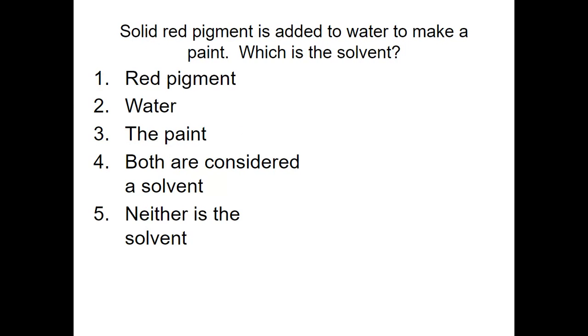Solid red pigment is added to water to make a paint. Which is the solvent? Remember, the solvent is the thing that does the dissolving. Here we have a pigment, kind of like a dye, and we have our water. Water is a universal solvent.